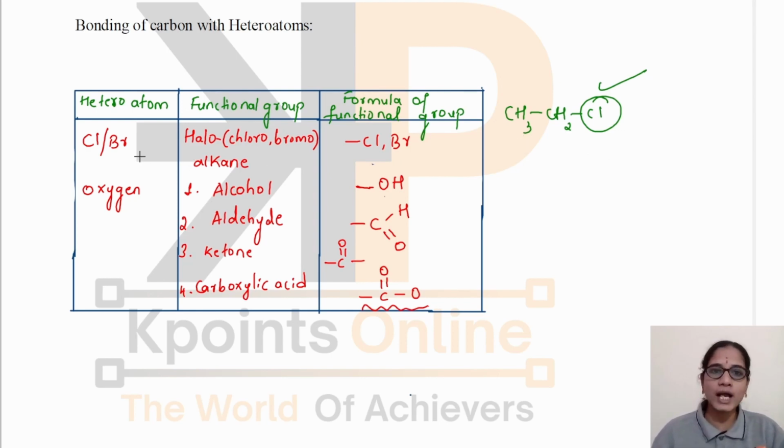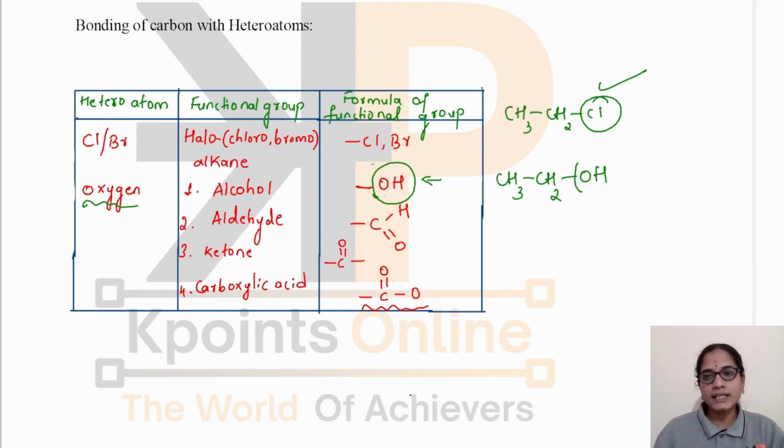And a heteroatom can also be present in a group. For example, oxygen. This oxygen is present in the group here. This group is called the alcoholic group. When this group is attached to the carbon chain, the compounds will be alcohols. Yes. For example, this is a carbon chain and the alcoholic group is attached to this carbon chain. This group is called the alcoholic group and it is the functional group here.